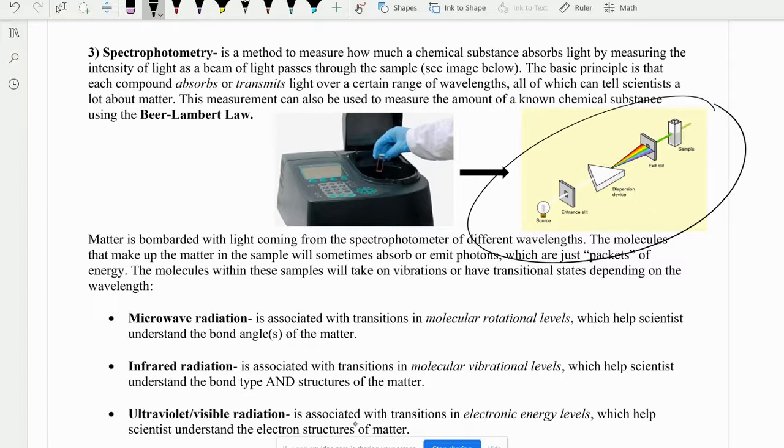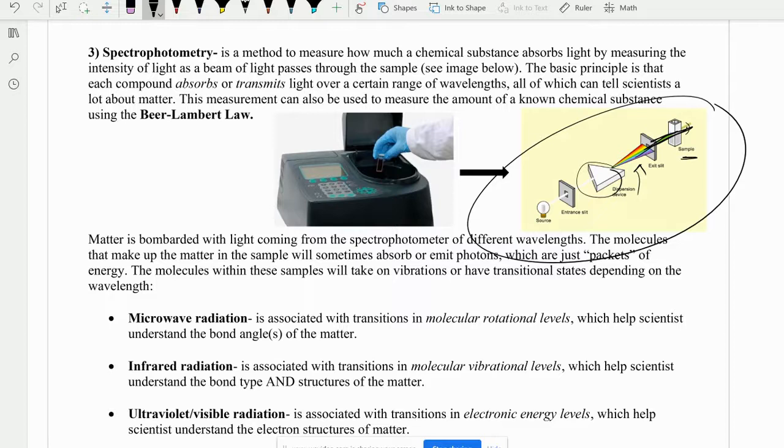You're going to have a light source. It's going to enter into a slit. It's going to probably be beamed into some type of prism to refract or separate the light into its different wavelengths, at which point any light at a particular wavelength will be allowed to pass and transmit through a substance that we are calling the sample in this picture.